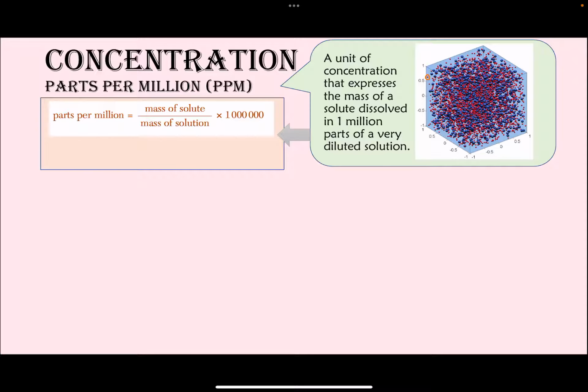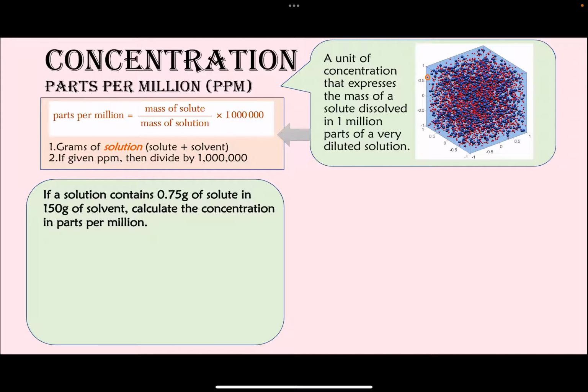Okay, so the equation for parts per million is also given in table T. So that's mass of solute over mass of solution times a million. Sometimes they might not give you the mass of the solution, and you might be given mass of solute and mass of solvent separately. So just remember that to calculate the mass of solution, you're just going to have to add both of them. And sometimes in the question, you might be given parts per million. So in that case, instead of multiplying by a million, you're going to have to divide by a million. So let's look at some examples.